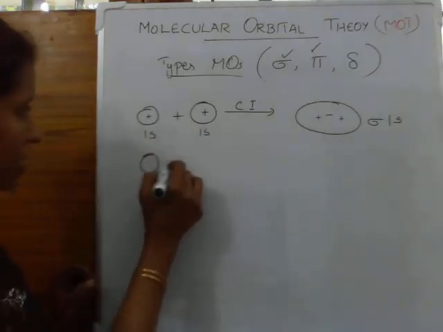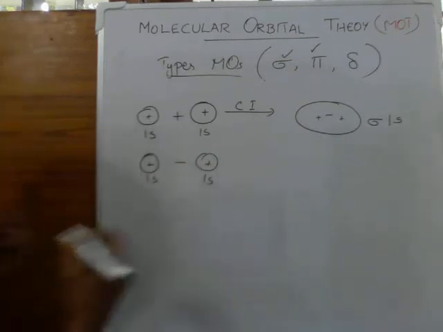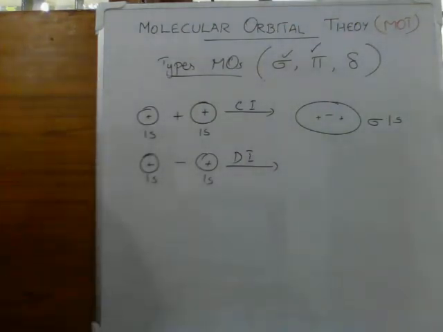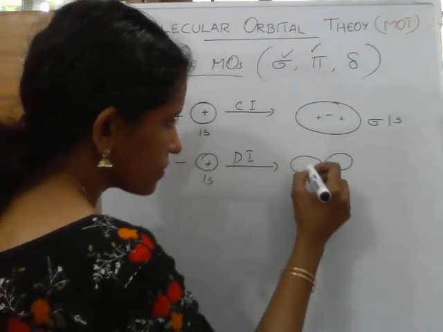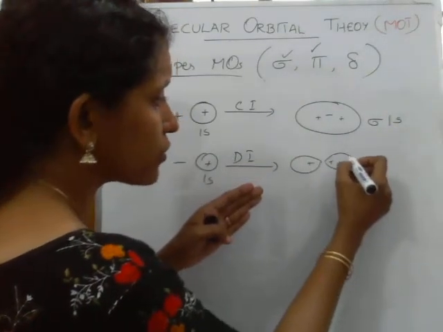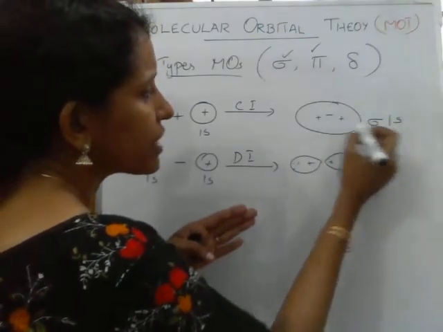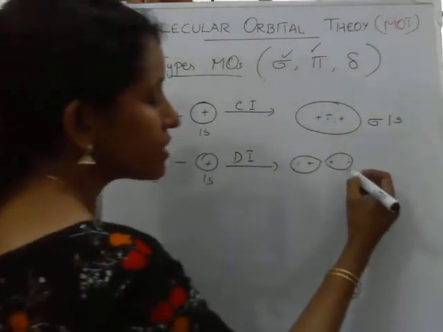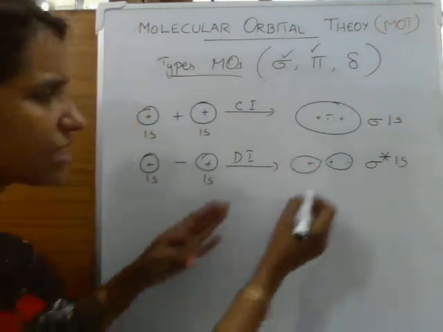If the wave functions of these 1s atomic orbitals are subtracted, that is destructive interference, electron waves cancel each other, and the diagram obtained is like this. Here the electrons are away from the nucleus. In sigma 1s, the electron density lies between the nuclei. That's why it is more stable. This is anti-bonding sigma star 1s. Here the electron density is away from the nucleus. Hence it is less stable.